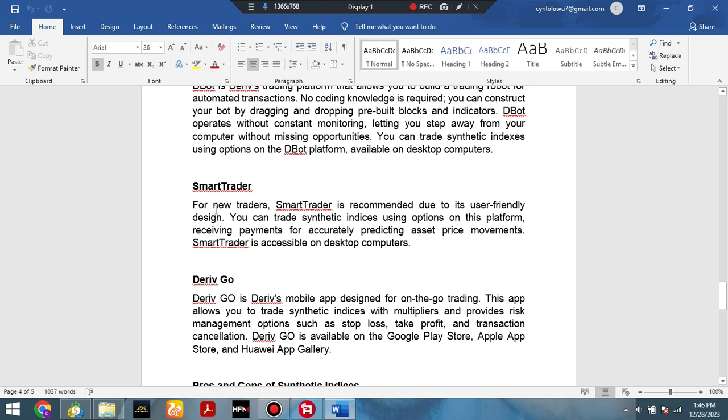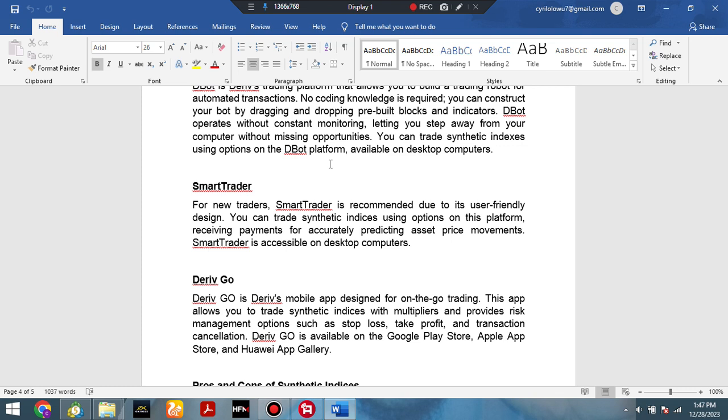Then we also have the Smart Trader, still on the same Deriv platform. For new traders, Smart Trader is recommended due to its user-friendly design. You can trade synthetic indices using options on the platform, receiving payment for accurately predicting asset price movement. Smart Trader is accessible on desktop and computer. Yes, you can access this Smart Trader on your desktop or your computer.